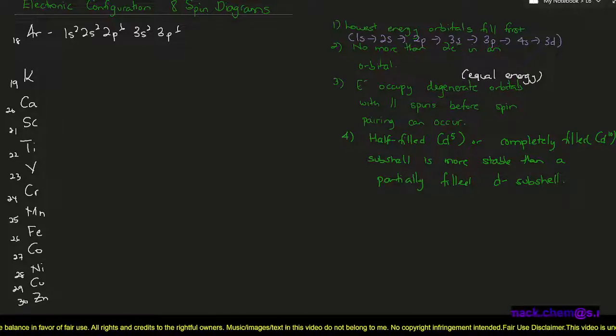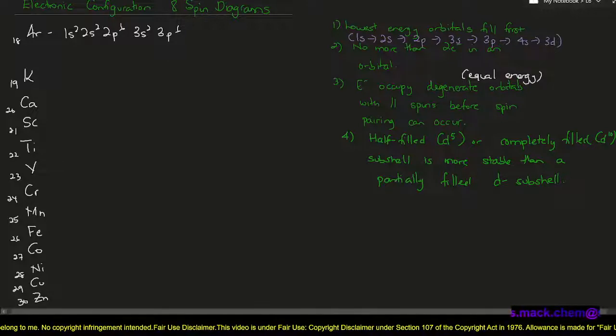In this video, I'm also going to make reference to a fourth rule that I have added in on the right hand side in my list of rules. I'm going to read aloud what I have written, and I will explain it as we write our electronic configuration. It says a half-filled or completely filled D subshell is more stable than a partially filled D subshell.